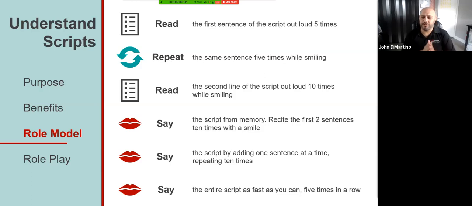What questions or ahas do you guys have about this process of memorizing scripts? Does this sound something that we could do?